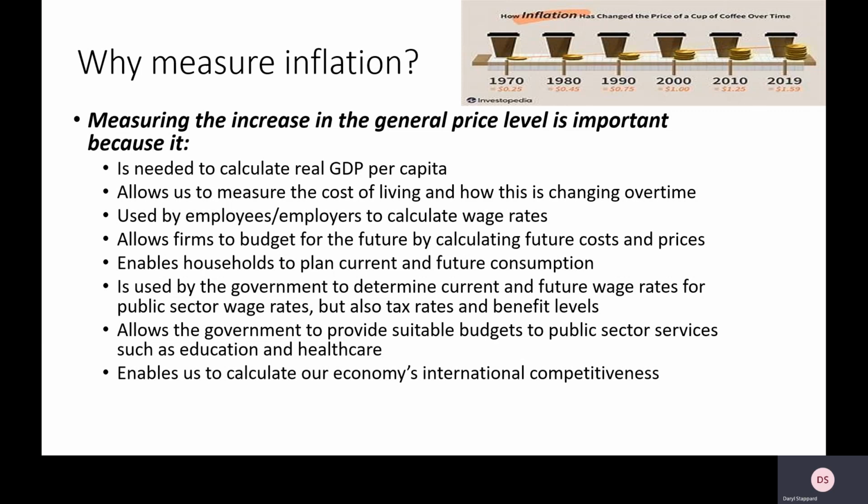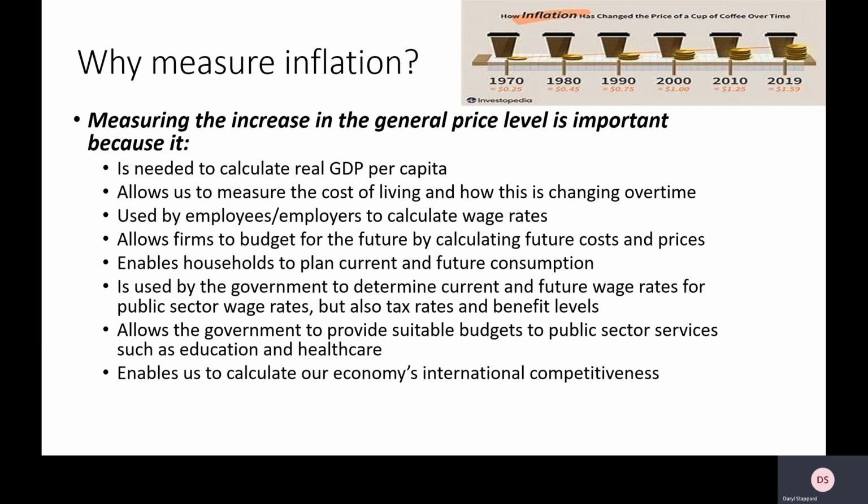It's also useful for the government to set budgets for public sector services. So, for example, if the costs of running the National Health Service increase over time, then budgets will need to be adjusted upwards to take into account that rate of inflation.